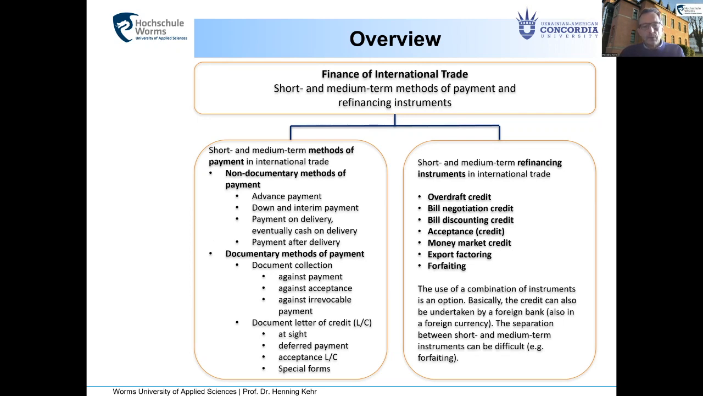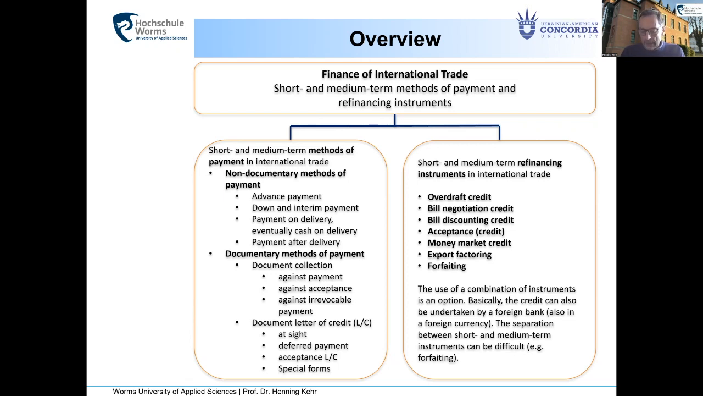So two main parts also here, non-documentary methods. That means you will have a credit line on your account or anything else. And then the documentary methods, these are really different tools. And we'll look at both. And if you look on the right hand, short, medium-term financing, there are some special tools as, for example, factoring or forfeiting.